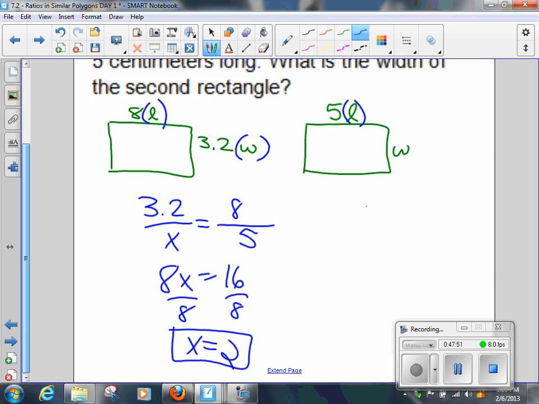Oh, it's still going to work. Because look, X over 3.2, that's a good question. 5 over 8. I still end up with 8X is equal to 16, which is 2. That's a good question. Very good question. Okay?